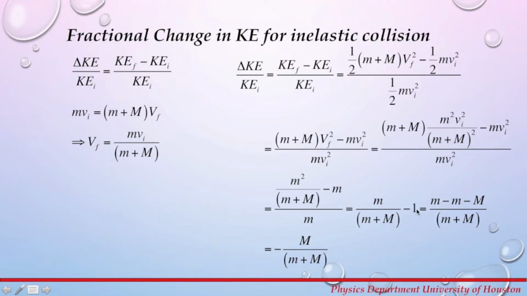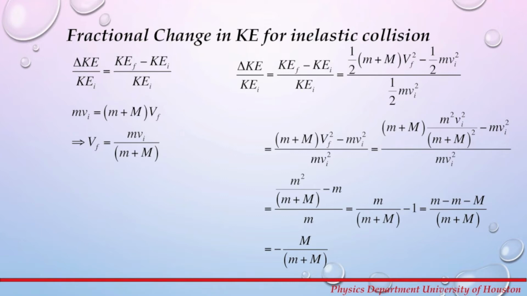Now adding these two fractions together, we get this term, and then finally we get that for a completely inelastic collision, the fractional change in kinetic energy is equal to negative the mass of the target divided by the combined mass of the two objects together.